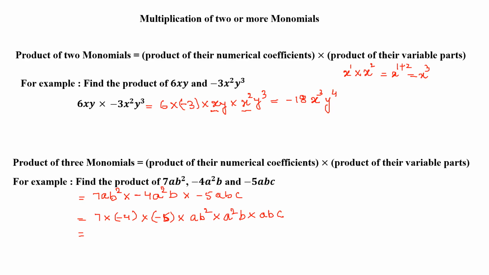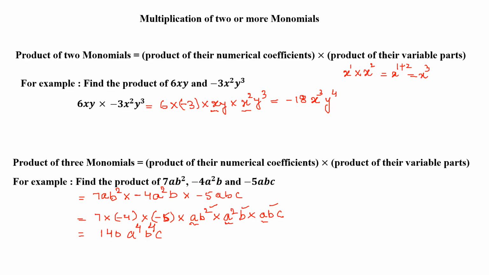So now just multiply the numerical part. So 7 into 4 is 28, and 28 into 5 will give you 140. Now variable part, a is here, which is having power 1. Here a is having power 2 and here a is having power 1. So it will become a to the power 1 plus 2 plus 1, which will give you 4. Same way the power of b will be 2 plus 1 plus 1, which will again give you 4. And then c will be left out. So here it will be c. So this is your product of three monomials.